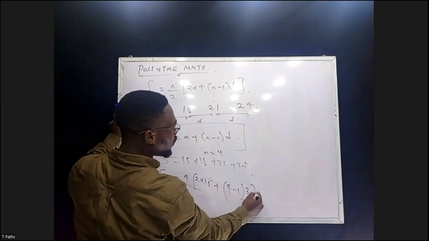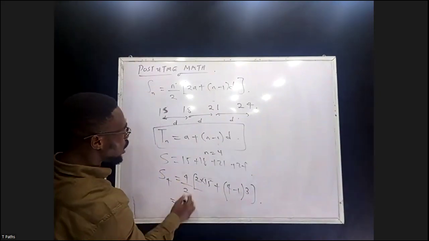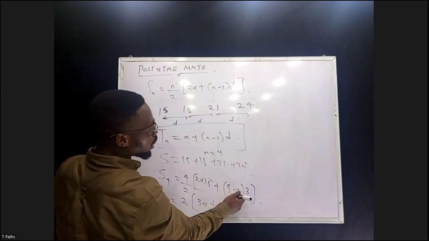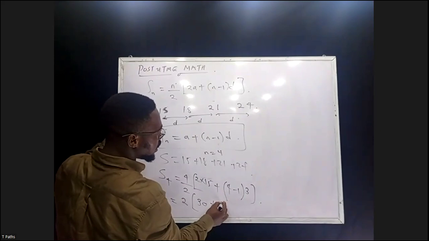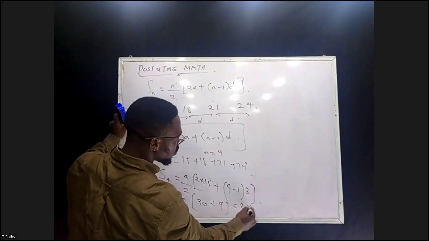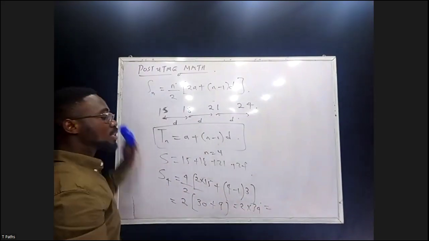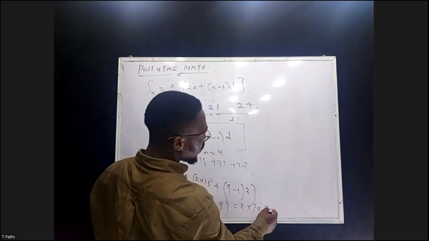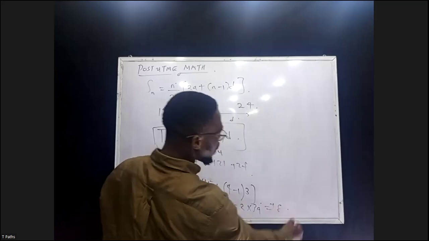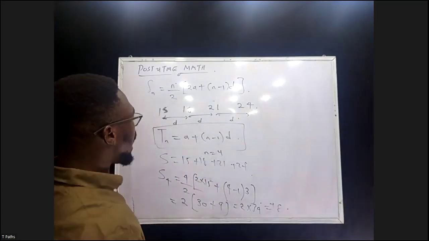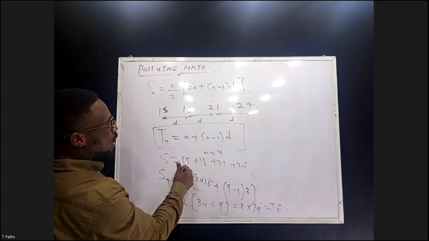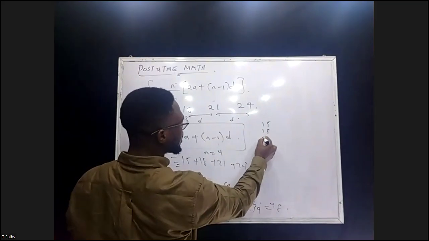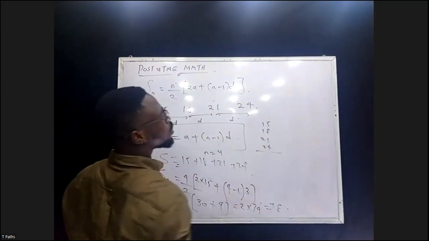Multiplied by the common difference of how many? 3. So what do you have? 4 divided by 2, 2. 2 times 15, 30, plus 4 minus 1, 3. 3 times 3, 9. What do you have there? 2 times 39. And what is 2 times 39? That would be 78. I hope I'm correct. Now, if you also do the sum of these terms the normal way, 15 plus 18 plus 21 plus 24, we should get the same answer.